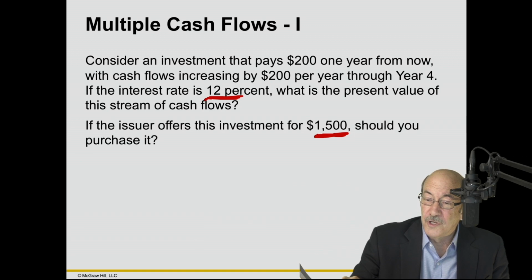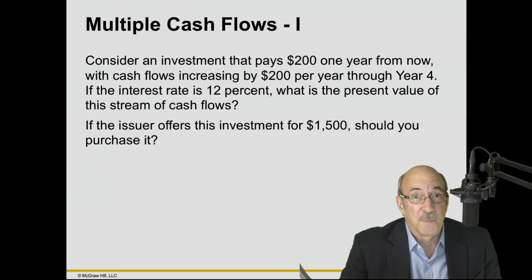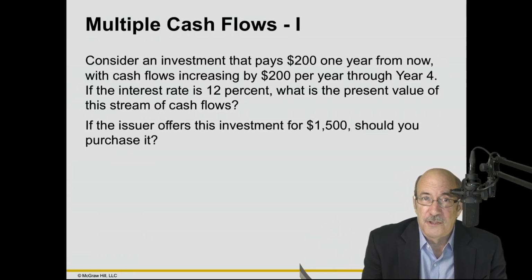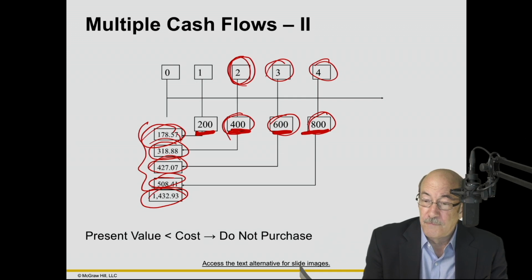Now, let's look at multiple cash flows that have different values in each period. So here in this example, we're going to start off with $200 1 year from now. And every subsequent year for the next 3 years after that, it's going to grow by $200. So here's the layout.